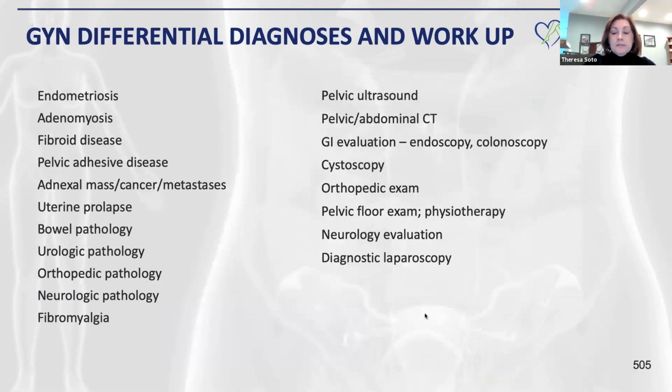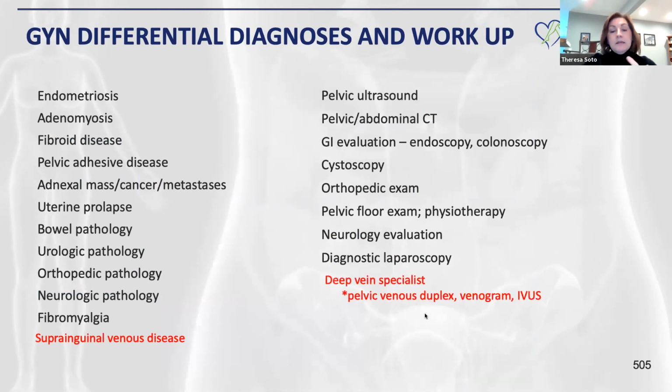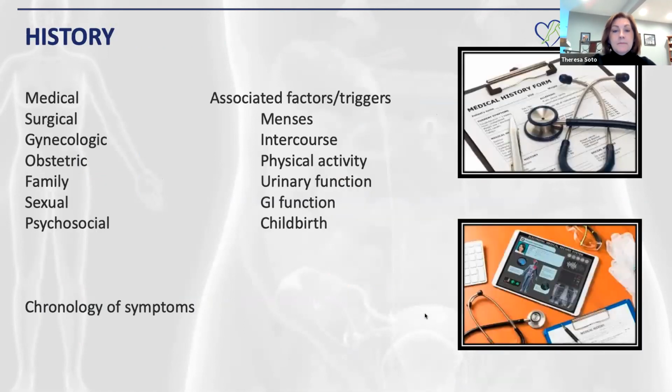So if we whittle down our list a little bit, again, I just think that suprainguinal venous disease needs to be in here, and that a pelvic venous duplex, possibly venogram, IVUS, depending on what you find, needs to be added to the workup of these patients. I think we're missing a lot.